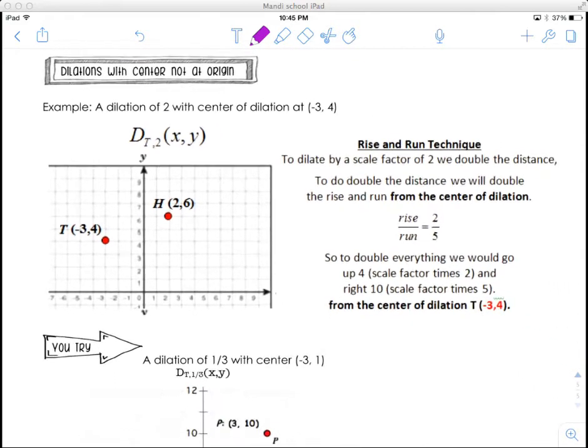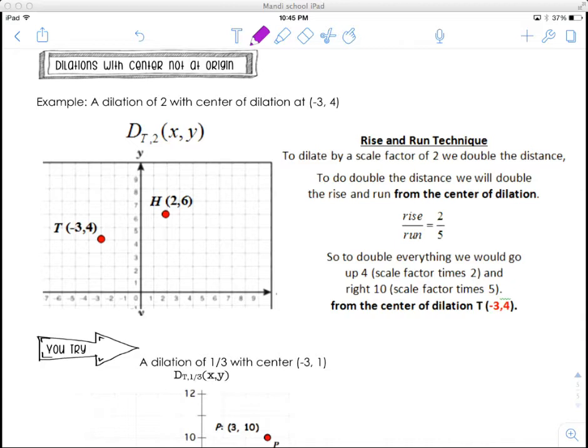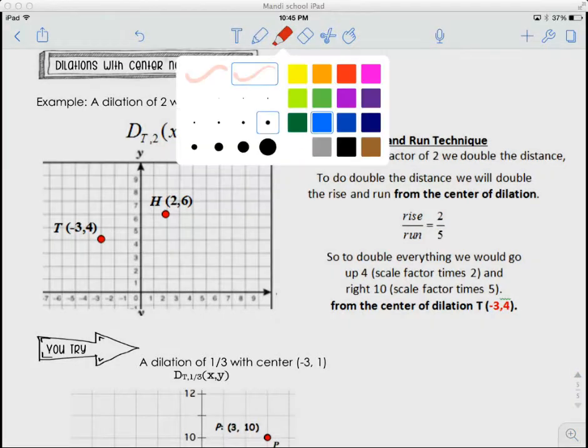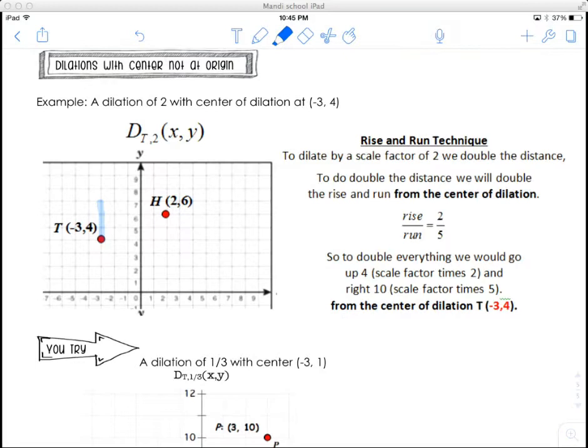So we have a little explanation over here. In order to do a dilation where the center is not at the origin, you have to use the slope. You have to use rise over run. So this one says, if you count your slope, and I'm just going to use a highlighter here and show my slope. You can see that my slope goes up 2 and over 5. So that's where those numbers came from.